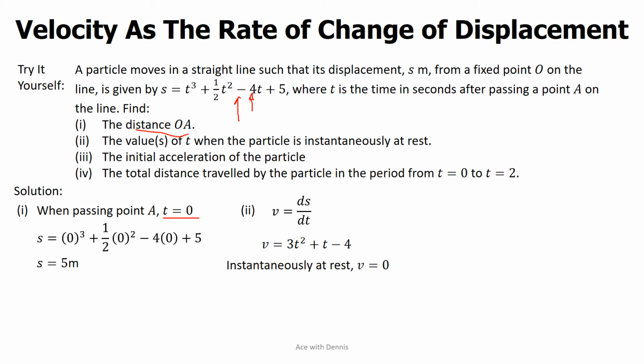Since it is instantaneously at rest, v equals 0. The equation becomes 0 equals 3t squared plus t minus 4, and we solve this equation. First, we factorize, and we get 0 equals (t minus 1) times (3t plus 4). Hence, t equals 1 second, or t equals negative 4 over 3. We reject the negative value as the time is always positive.